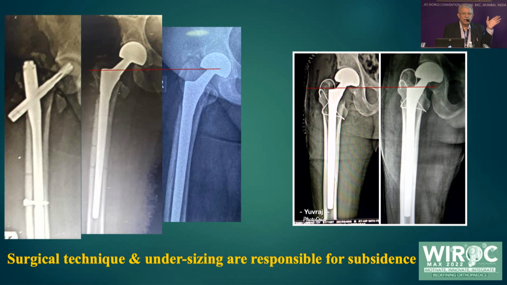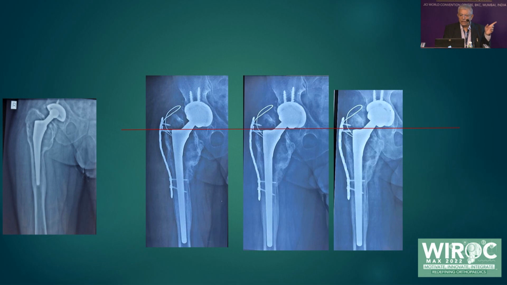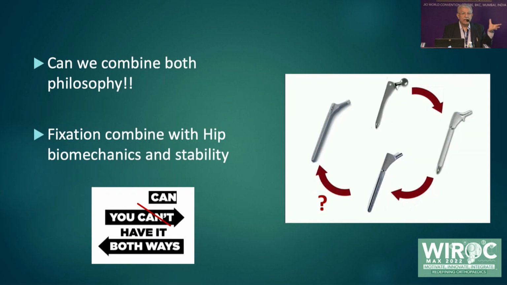Here we have seen it is subsidence because of the undersizing and not the correct technique. And here we can see there is no subsidence. Can we combine both these things together? Fixation combined with biomechanics and hip stability.